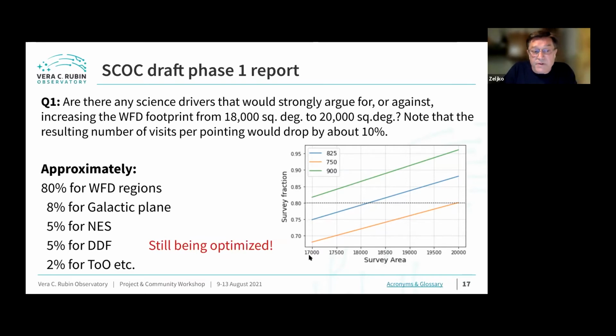We have about 5% spent now for deep drilling fields. It might be more later. There was consensus that this is where we would put additional time, etc. So for more details, look into the draft report.